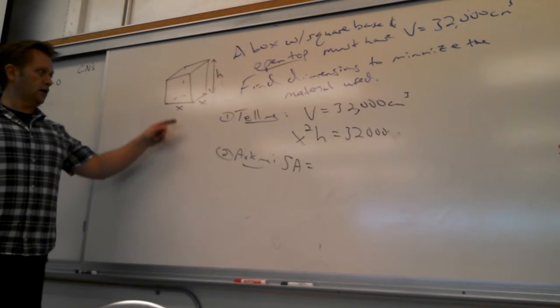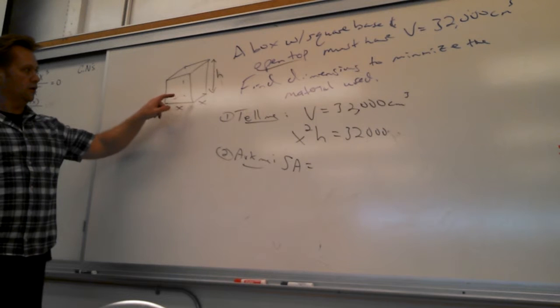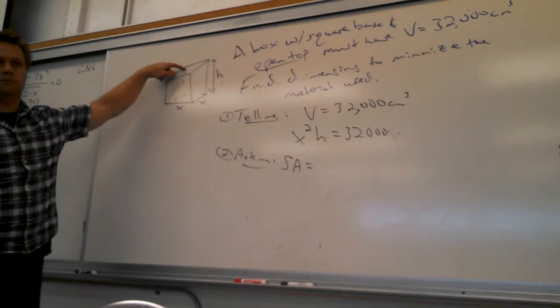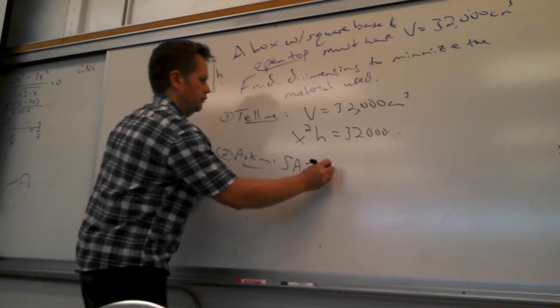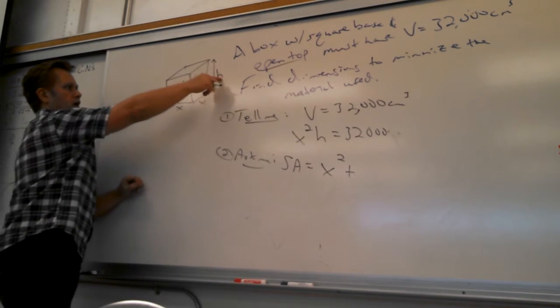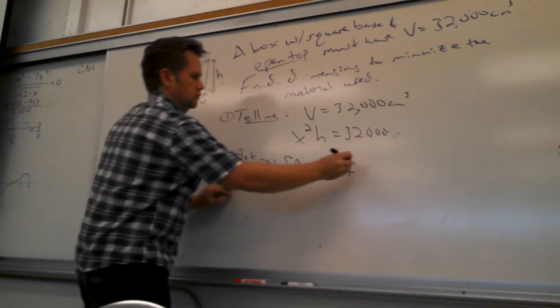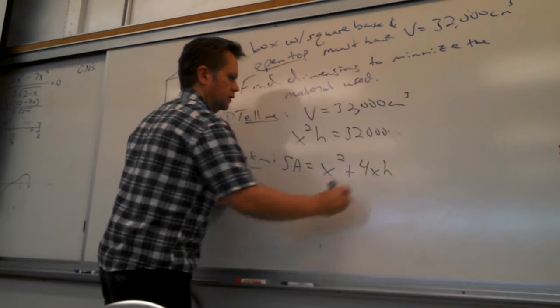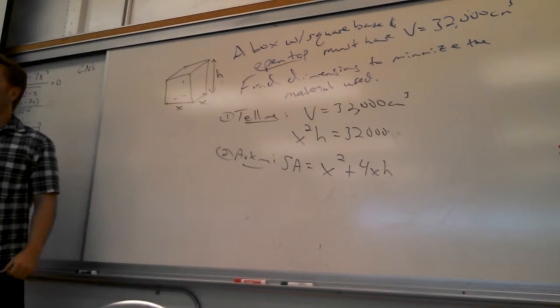Yeah, surface area would be 1x squared, right? Because it's open, there's no top. So it's x squared for the base plus 4xh's. You stop there for a second. You guys see where all that came from?